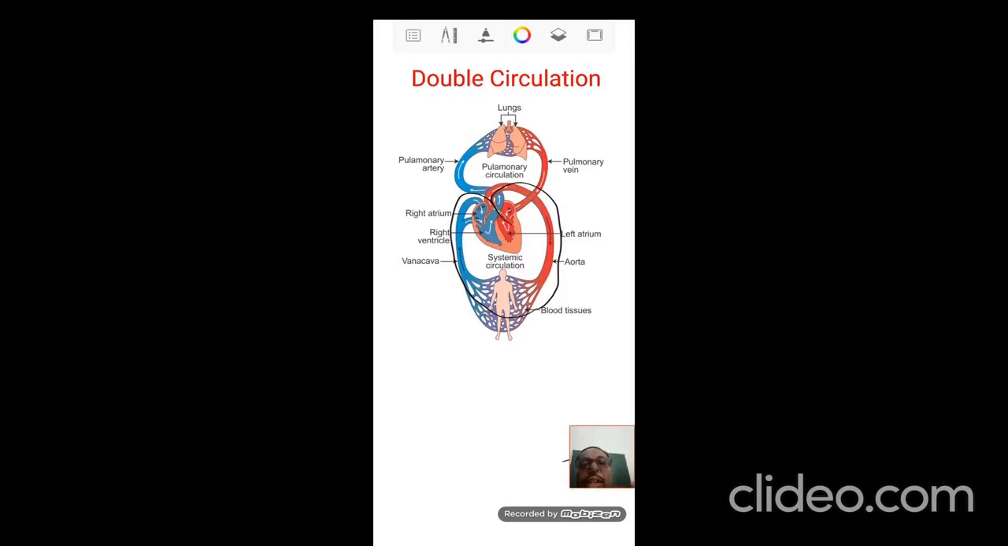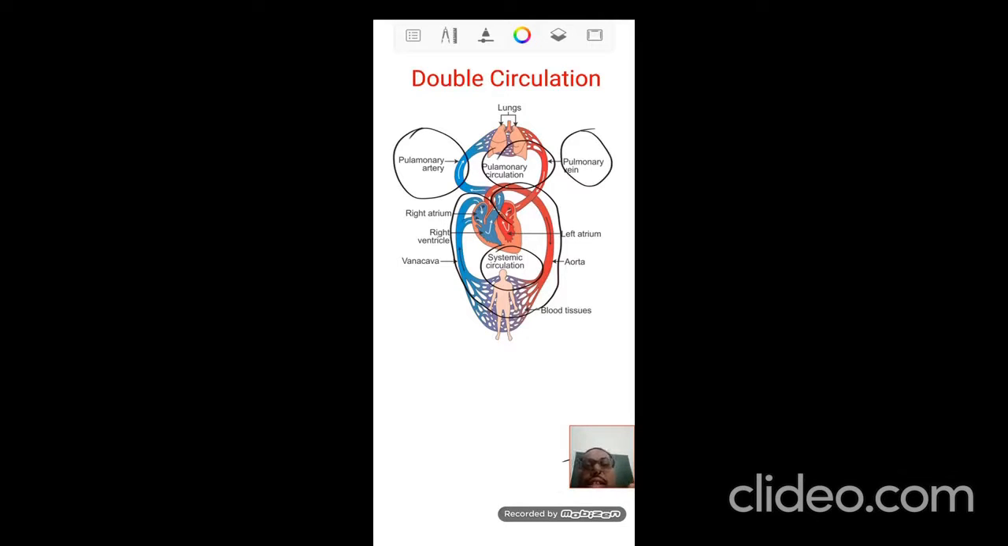And in double circulation there are two types. One is the pulmonary circulation, and the other is the systemic circulation. Pulmonary circulation: pulmo means lungs. Pulmonary circulation means the circulation between the heart and the lungs. For example, here you have to understand one more thing. Here it is given as arteries, here it is given as veins. I think you might have seen that.